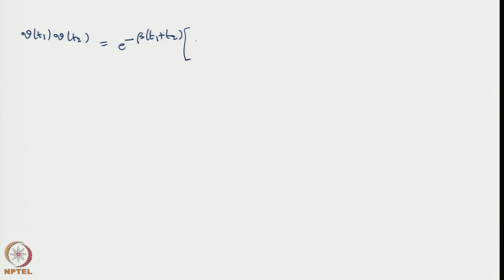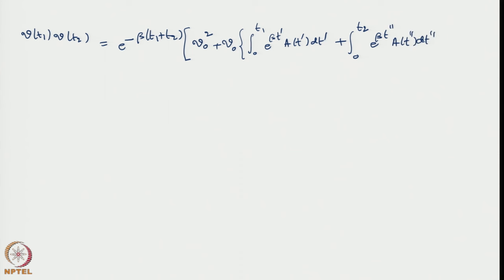Then v naught will give you v naught square. Then there will be 2 terms multiplying v naught. One will be an integral over 0 to t 1 of e to the power beta t prime a t prime d t prime, and another one will be that integral over 0 to t 2 of e to the power beta t double prime a t double prime d t double prime.